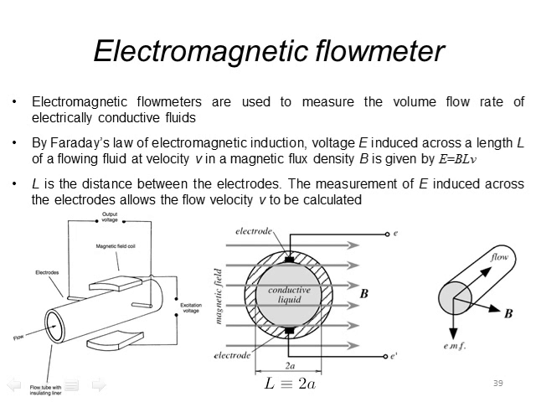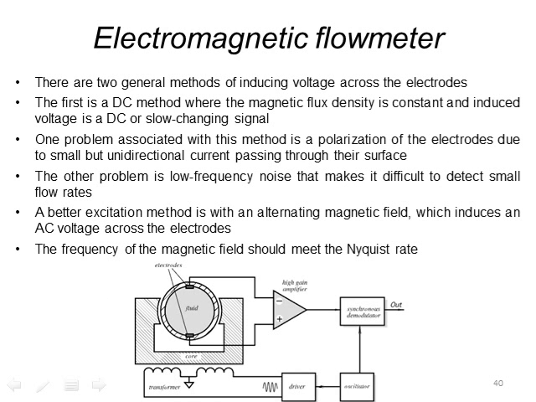Quite interestingly, this is not so different from the induction law that we used in homework number 8 for a vibrating wire. L is the distance between the electrodes and B is known. B is applied to the system. The measurement of voltage E across the electrodes allows the velocity v to be calculated or estimated.